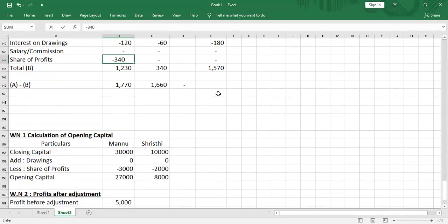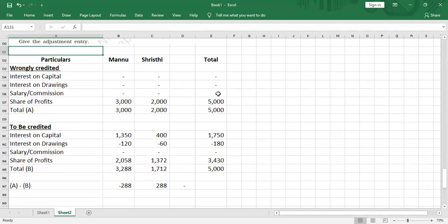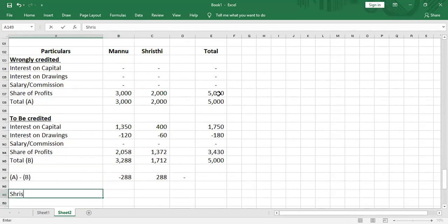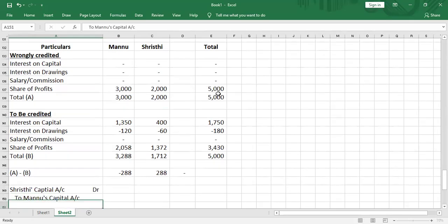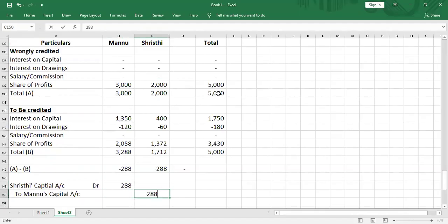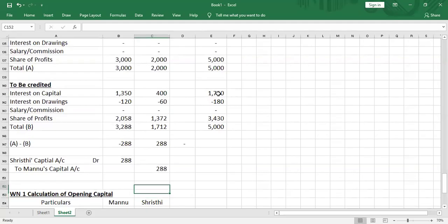So 3,430 is the correct profit into 3 by 5, and 3,430 into 2 by 5, the profit sharing ratio. We find that wrongly credited for Manu is 3,000, but to be credited is 3,218. For Manu will be credited and 60 will be debited. So 60 is capital account debit. Manu's capital 288, and with this, we have come to the end of this problem, my dear children.